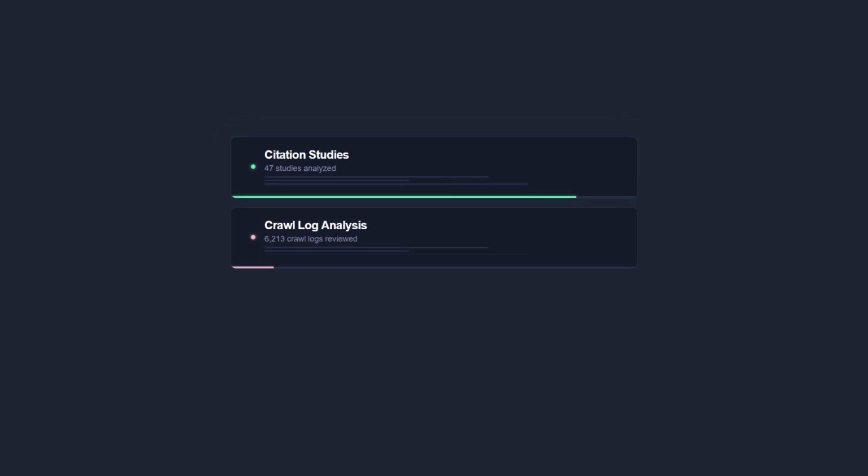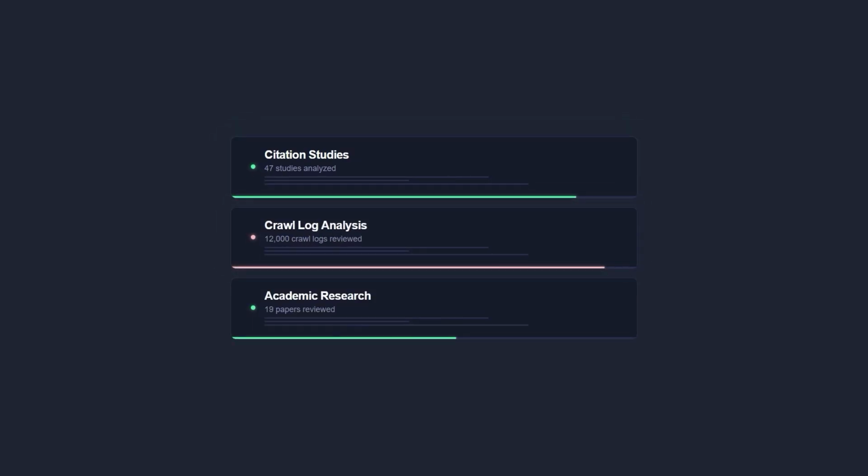So when I started seeing the same recycled SEO tactics being passed around as AEO advice, I had to dig deeper. Over the past few months, I've been going through large citation studies, crawl log analyses, and academic research on how AI search retrieval actually works. And what I've found is really fascinating.